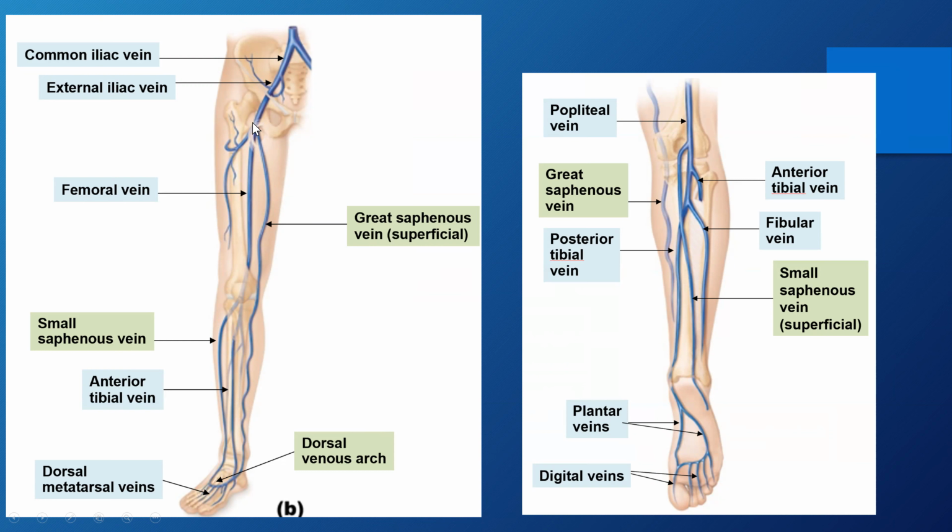So you see this large vein over here is the great saphenous vein. And then we have the small saphenous vein. Right, so here on the medial side is great saphenous. And then on the posterior side, we have small saphenous vein that is also superficial.